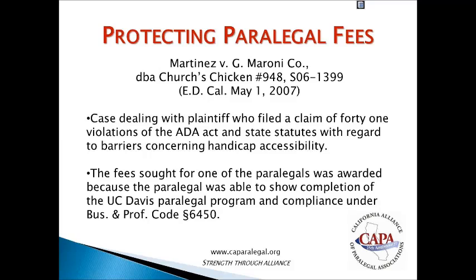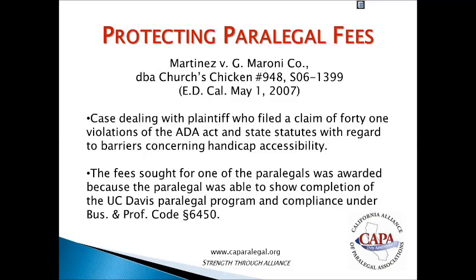Now, on a better note here, we'll move on to Martinez versus Maroney. I don't know why these all tend to deal with restaurants, but again, this is against Church's Chicken. And it was, again, another ADA claim. So it's a case dealing with a plaintiff who filed a claim of 41 violations of the ADA Act and state statutes with regard to barriers concerning handicap accessibility. And the result here was the fee sought for one of the paralegals was awarded because the paralegal was able to show completion of the UC Davis paralegal program and compliance under 6450.